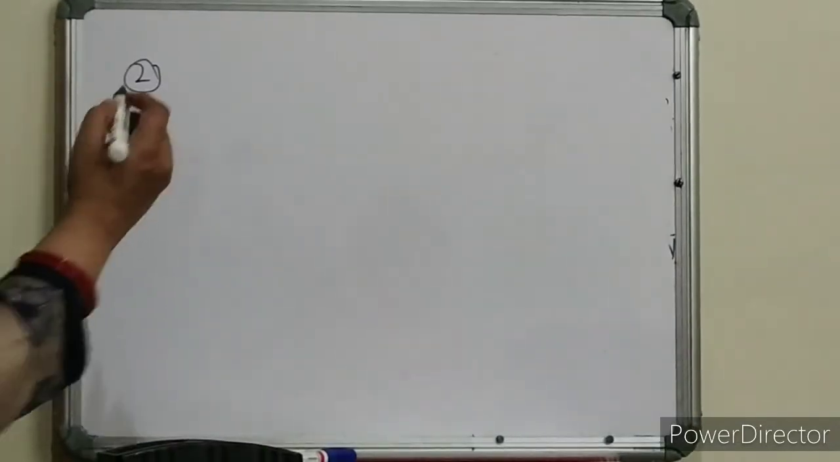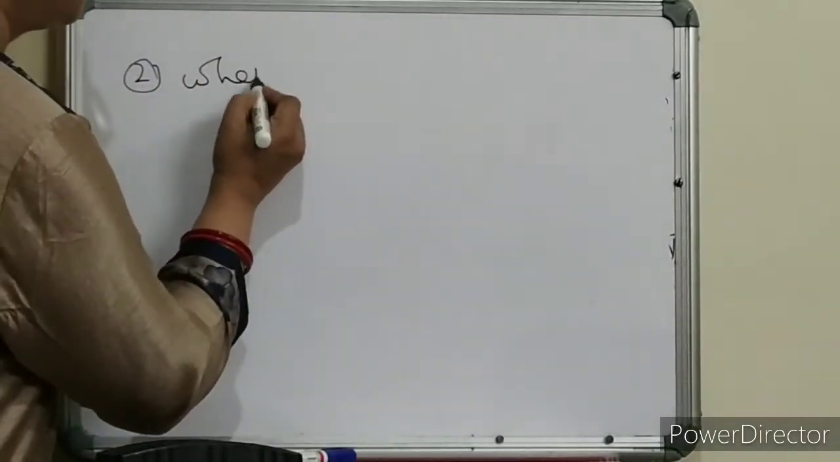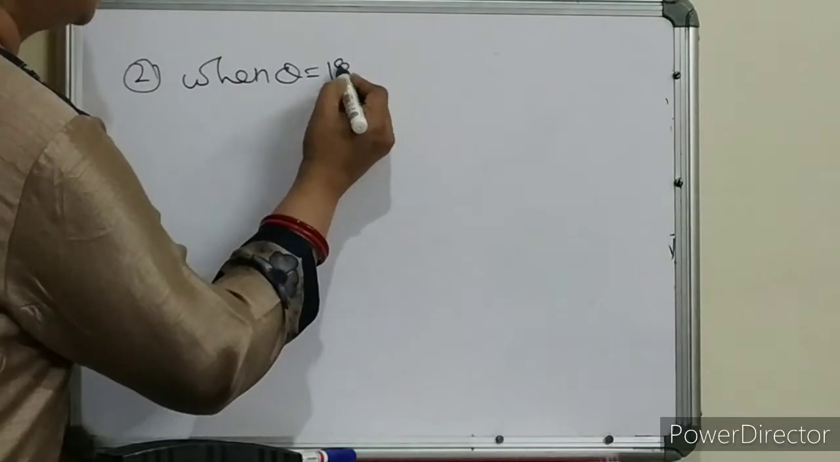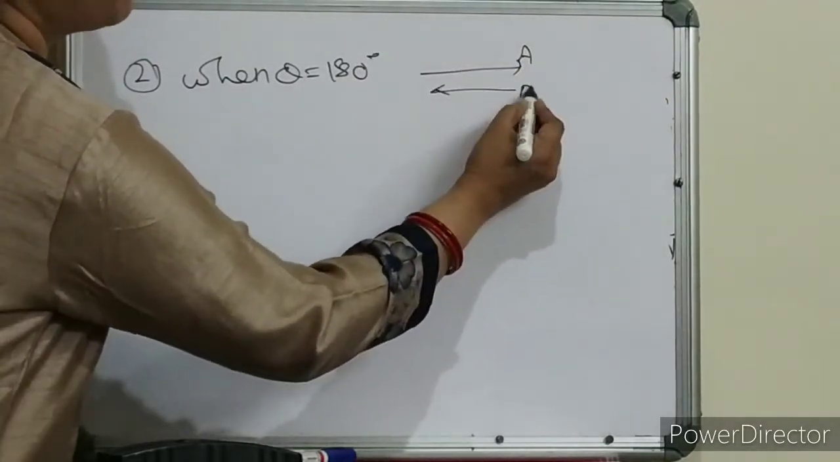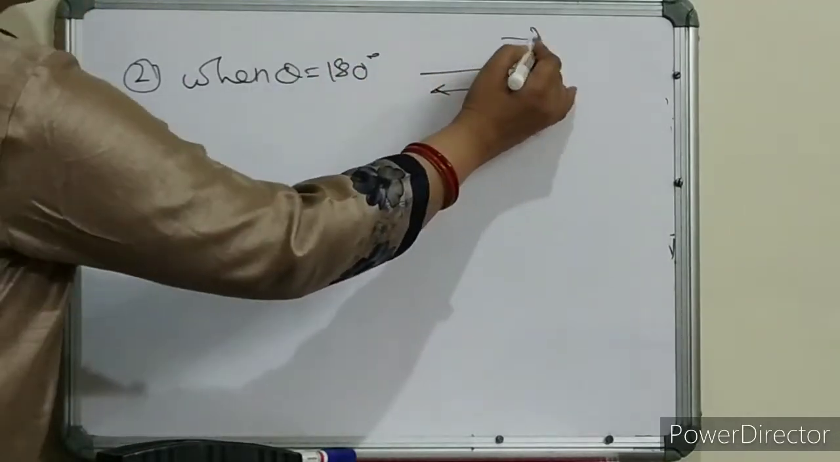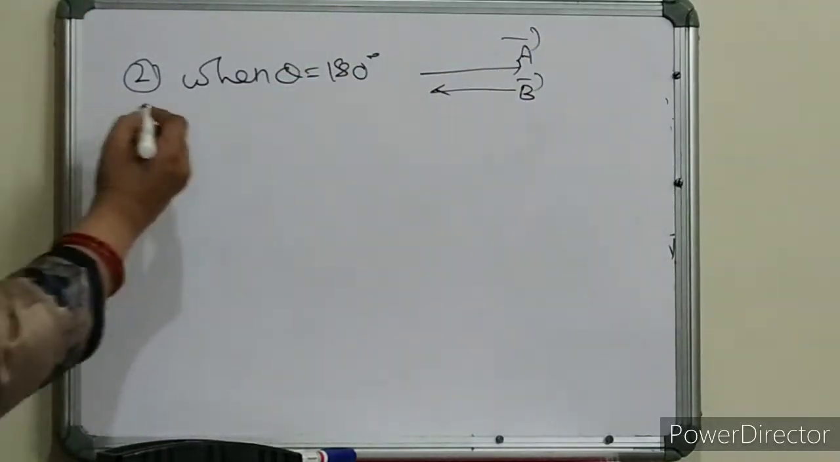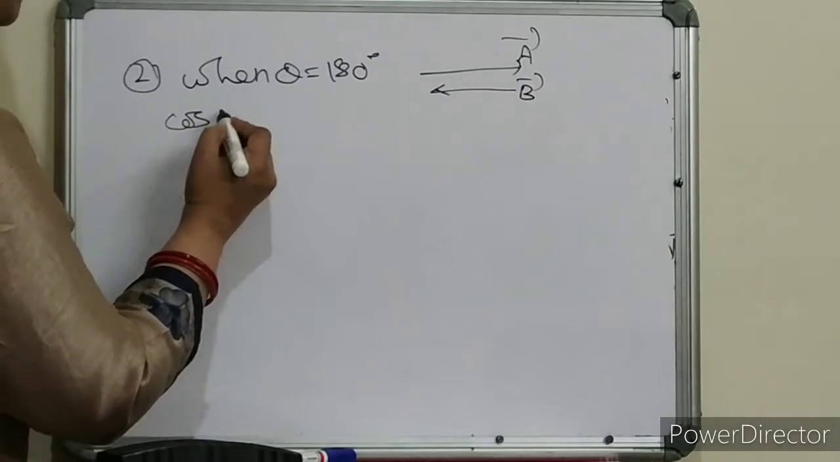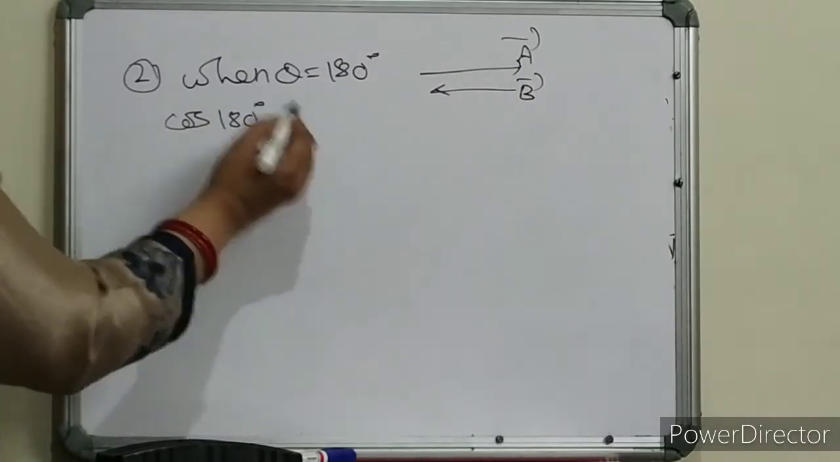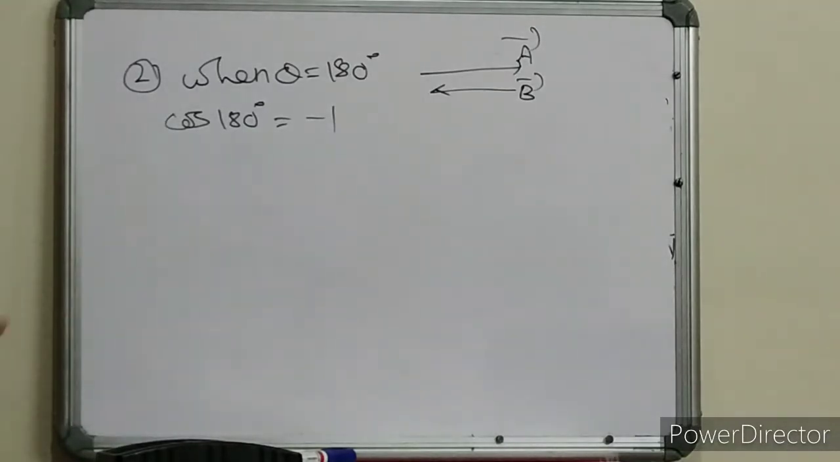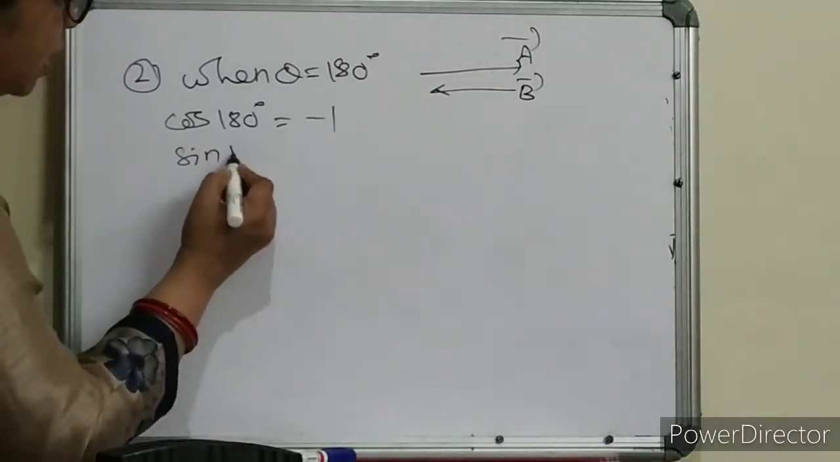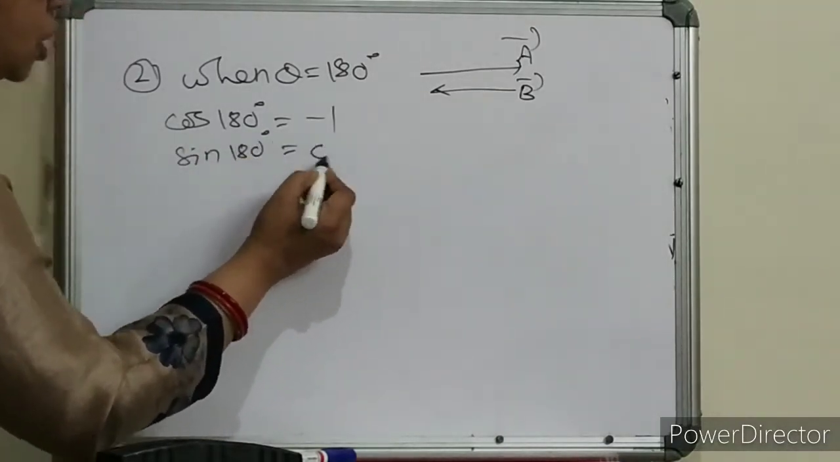So the second case is when theta is equal to 180 degree. That means A is in this direction and B is in the opposite direction. Okay? So what is cos 180? What is the value of cos 180, children? Cos 180 will be minus 1. What is sin 180? Sin 180 will be 0.